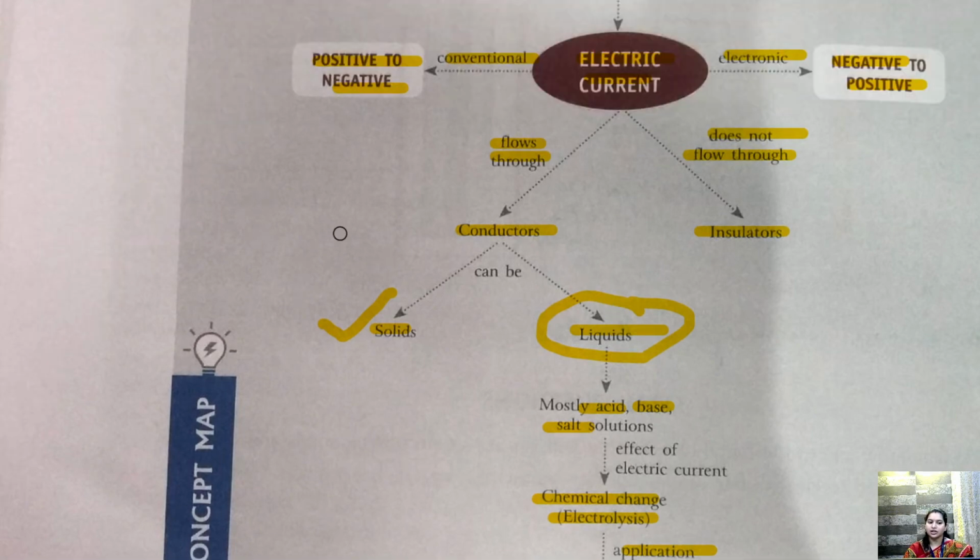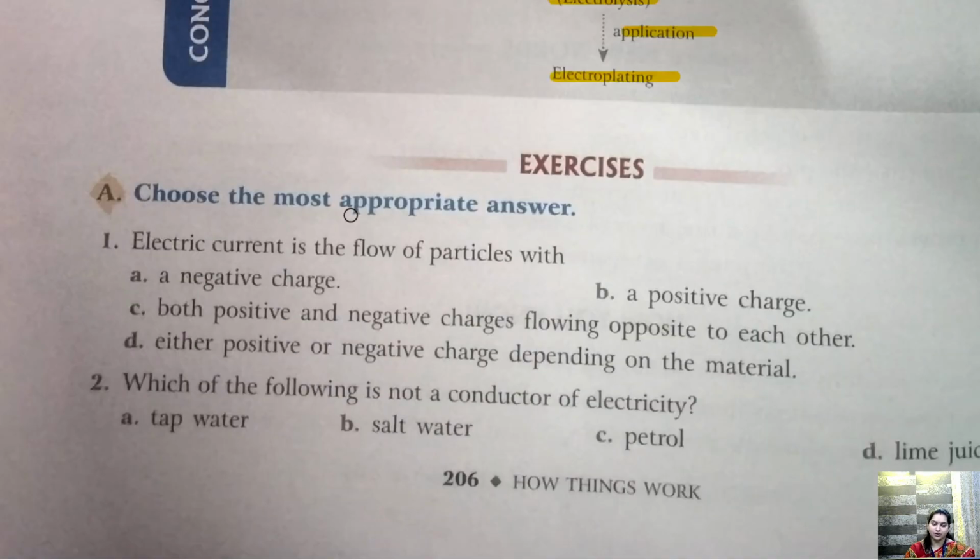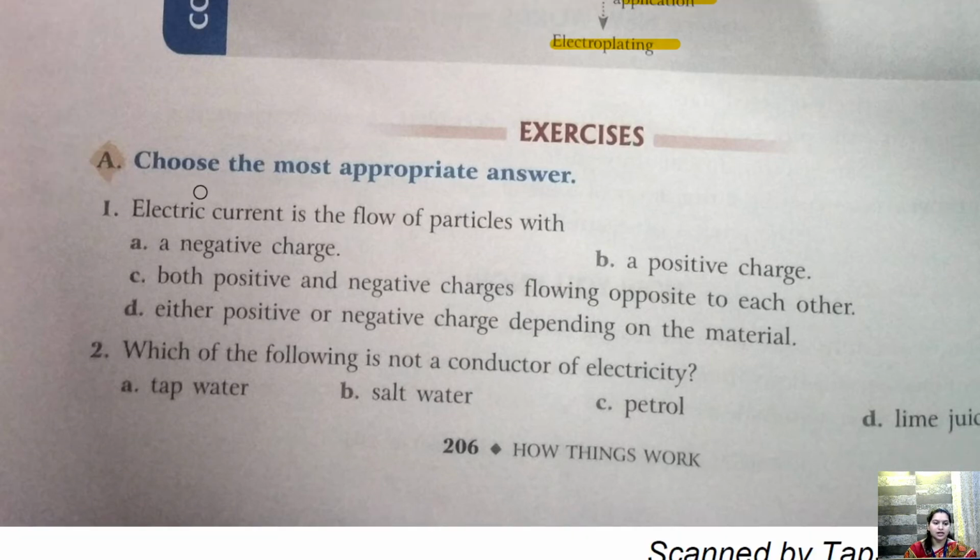This is your homework again. You will write the new words and concept map in your fair notebook. And I want to see that. So you can send it in the group also. Okay. Now let's come to the exercise part. A. Choose the most appropriate answer.